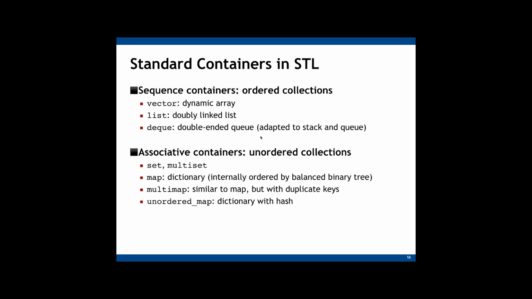The STL contains sequence containers and associative containers. So there are 2 different types of containers: the sequence and associative. The data stored in sequence containers are ordered, whereas data stored in associative containers are unordered. Vector, list, and deque are examples of sequence containers, and set and map are associative containers.